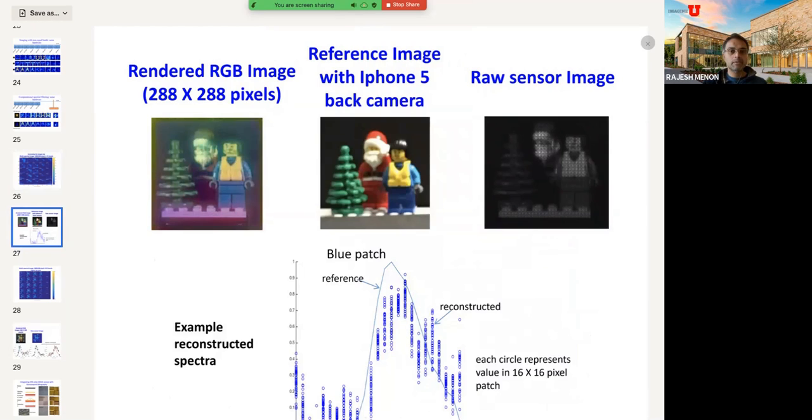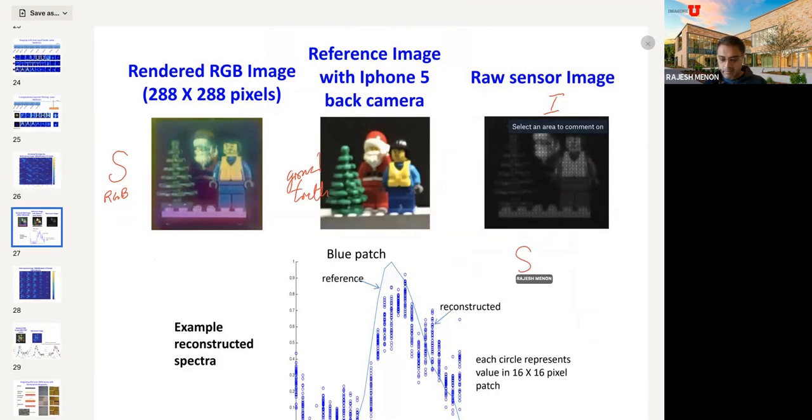And this is a reference image of the iPhone camera. This is just Playmobil toys, as you can see, right? And this is our reference sensor, raw sensor image. This is my rendering of S in RGB. And this is just the ground truth. So again, S is simply A inverse times I.